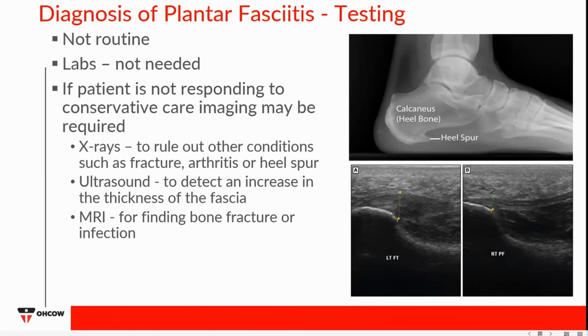You can do an ultrasound. Usually the test of choice is an ultrasound because it measures the thickness of the plantar fascia. If you see the image on the right foot, the thickness is demonstrated as being significantly smaller than the left foot, where the plantar fascia is much thicker, demonstrating that this patient has plantar fasciitis. MRI or CT scan if you're worried about a bone fracture or infection. The diagram at the top shows evidence of a heel spur. Heel spurs are generally common, and by itself, it doesn't usually cause any major issues.